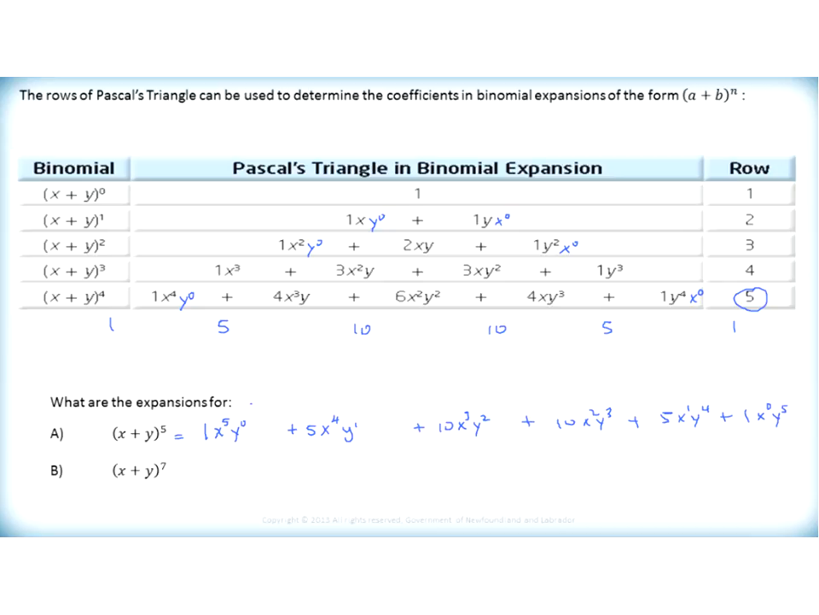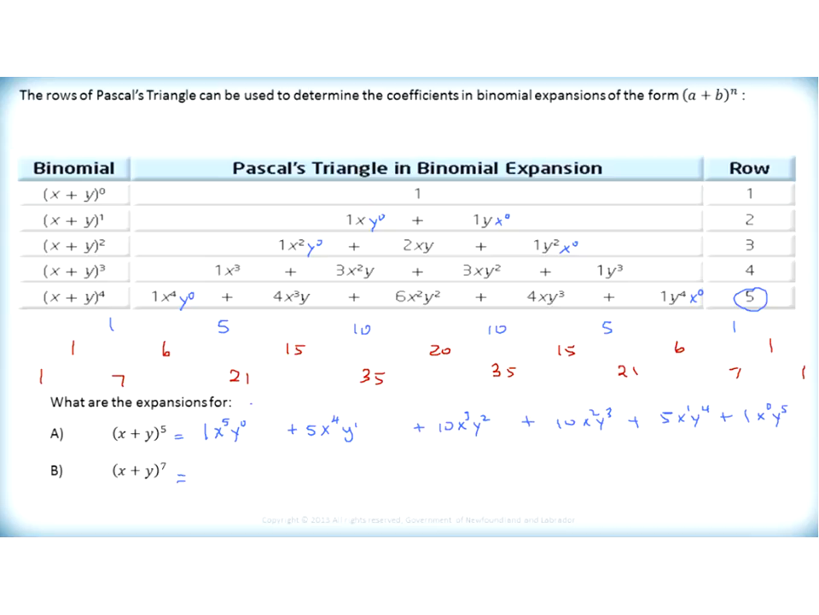X plus y to the 7 will be the 8th row in Pascal's triangle. So let's figure out what the 8th row in Pascal's triangle looks like. Well, the 7th row will be 1, 6, 15, 20, 15, 6, and 1. And I need to do one more row. It's going to be 1, 7, 21, 35, 35, 21, 7, and 1.